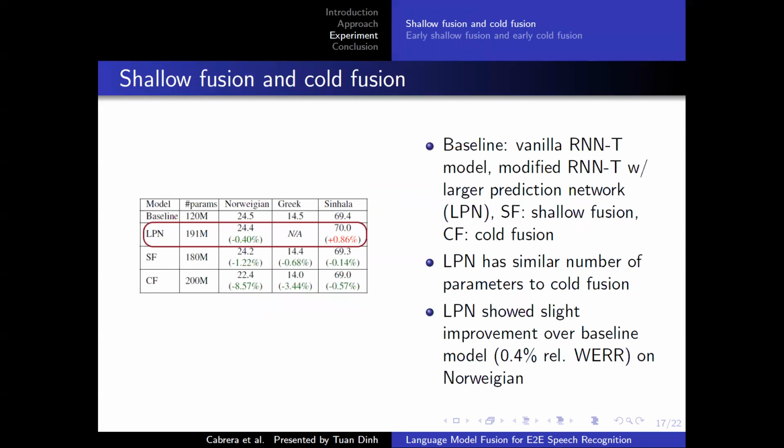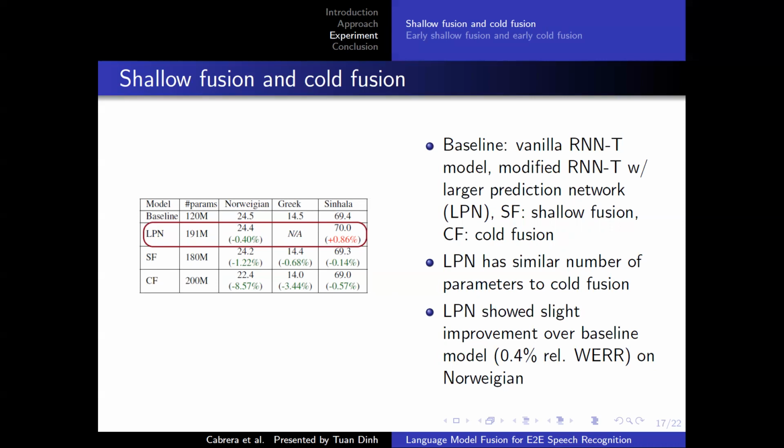In the first experiment, shallow fusion is compared to cold fusion. The baseline is a vanilla RNN-T. SF stands for shallow fusion, and CF stands for cold fusion. To have a similar number of parameters to cold fusion, a modified RNN-T with a larger prediction network is explored. LPN stands for larger prediction network.